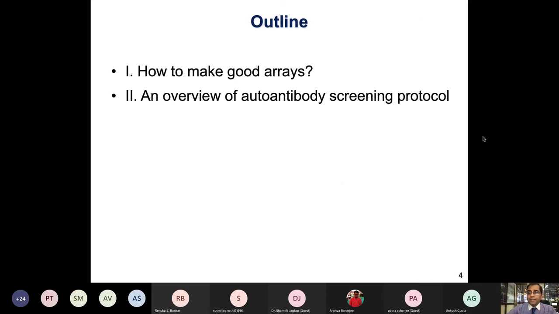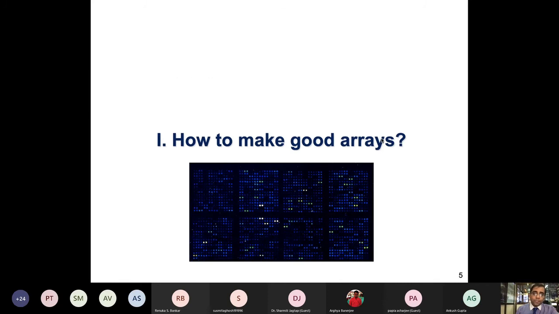As we were discussing in the morning's quite interactive session, there are different types of array-based approaches which are possible. But the questions are, how do we make these good arrays, and what are the considerations for doing this type of experiment, which many of you are not very familiar with, right? I'd also like to give you a brief overview of the autoantibody-based screening protocol.